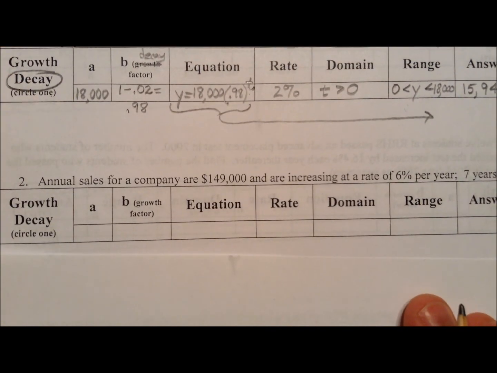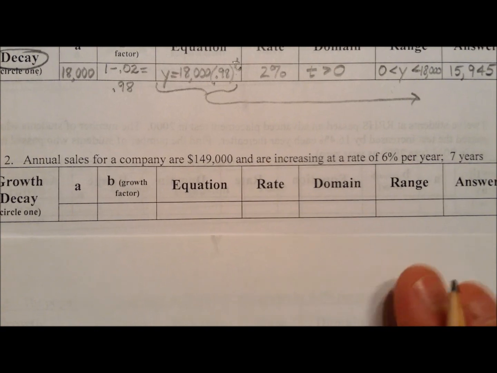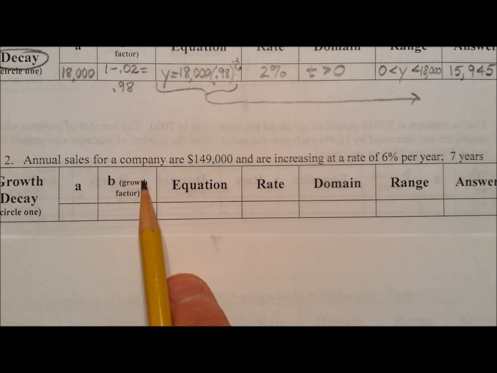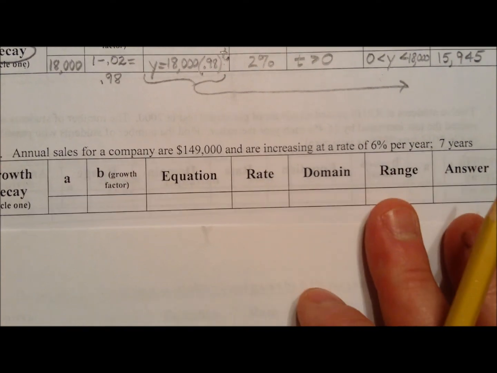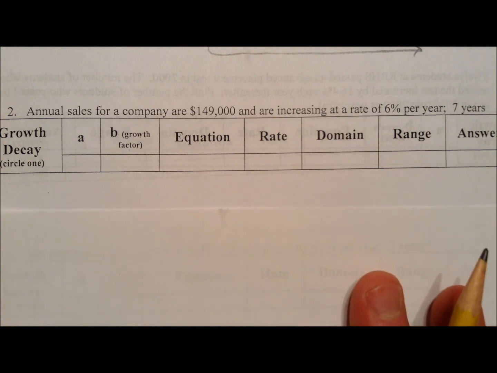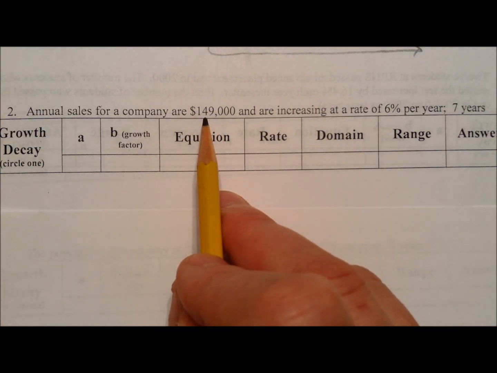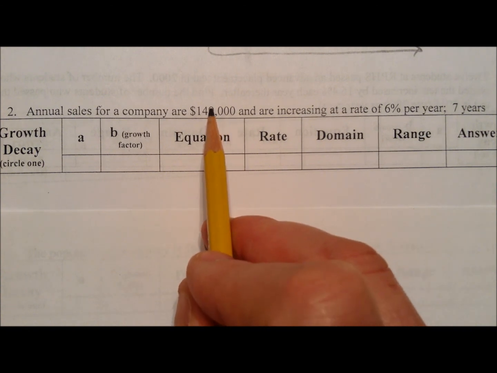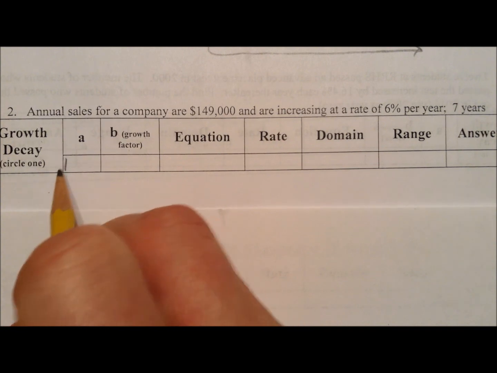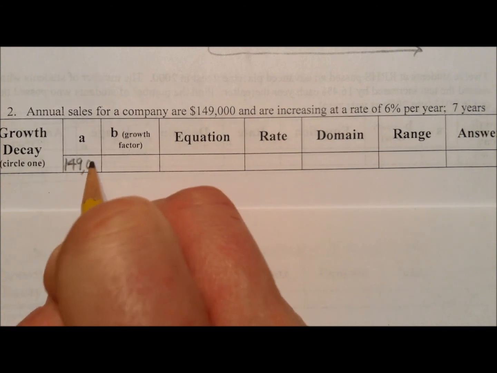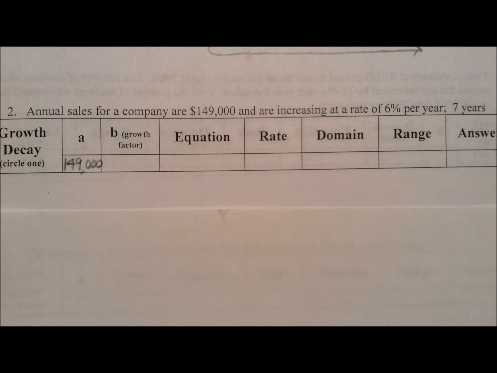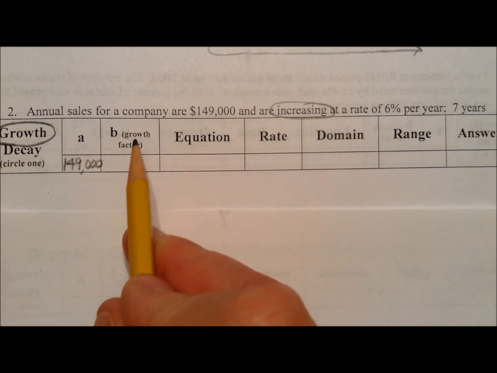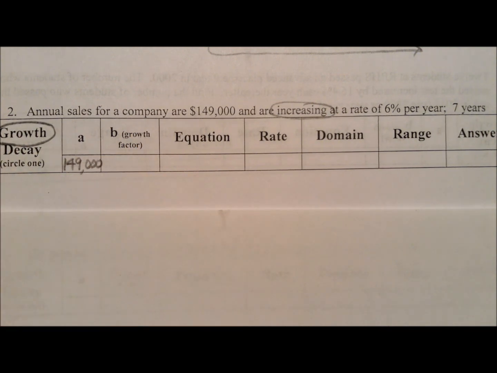All right, so let's look at one more. And again, I apologize. This should either be growth or decay depending upon what you circle over here. So let's see what's going on in this problem. We got annual sales are 149,000, so that's my starting amount, and your starting amount, your initial amount, goes right here. Yeah, I'm going to have to squeeze it in, sorry. And increasing is growth, so we'll circle growth. We'll have a growth factor, so I don't need to scratch that out.